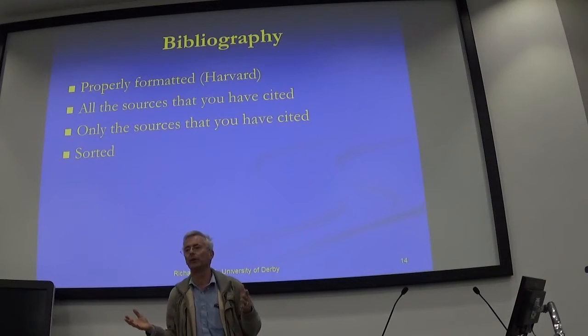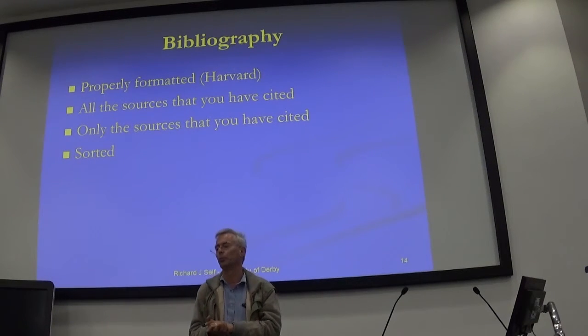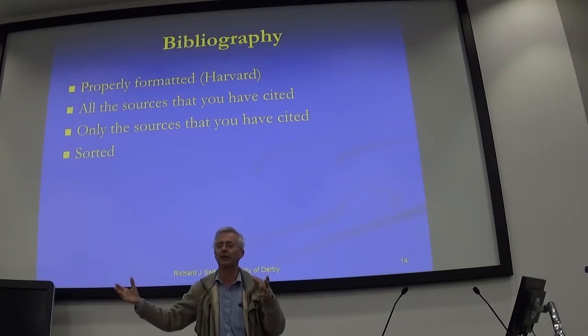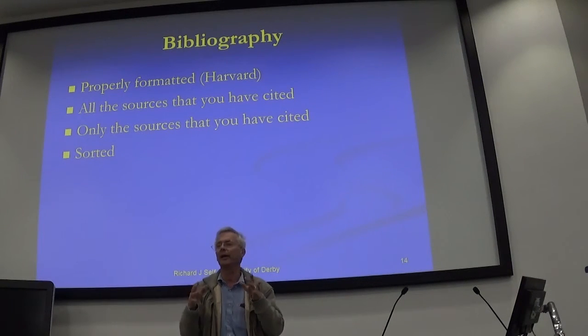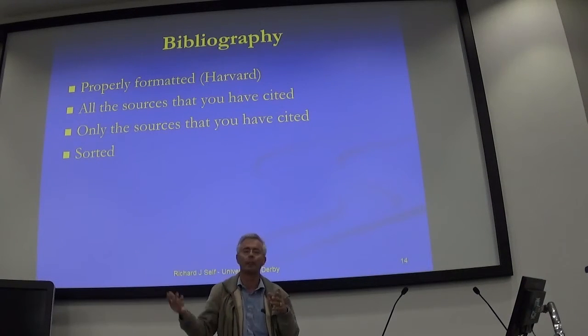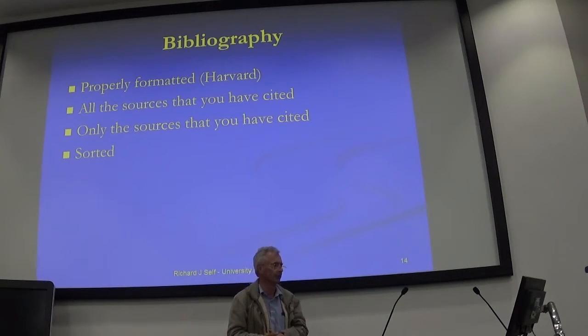If that leaves you with only 4 or 5 or 6 sources in your bibliography, and you actually researched 10, 15, 20, 30, you need to think about, why haven't I used those other sources in the form of citations? What have I left out in my writing as part of my review process?